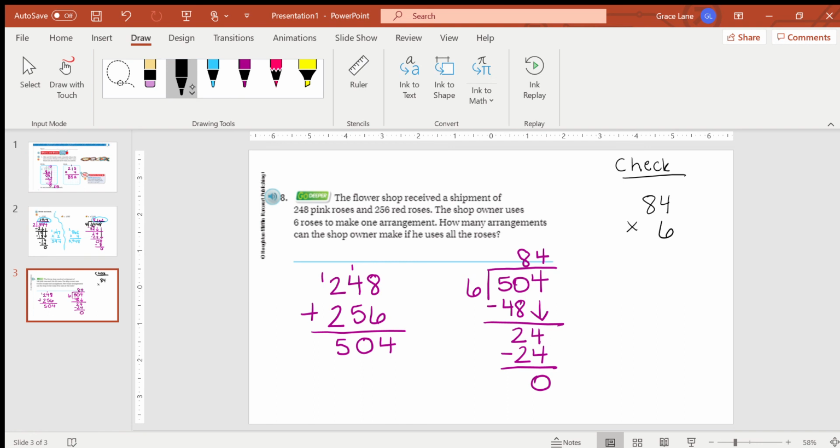84 times 6. Will that give you 504? 6 times 4 is 24. 8 times 6 is 48, plus 2 more is 504. So it is correct. So the final answer is going to be, how many arrangements can the shop owner make? You can make 84 arrangements.